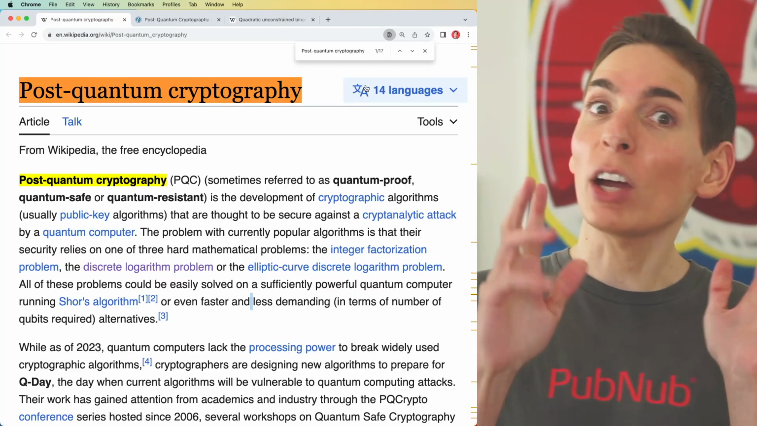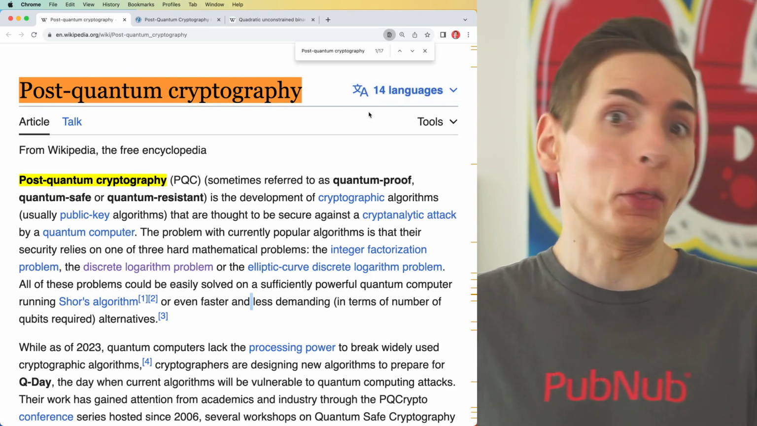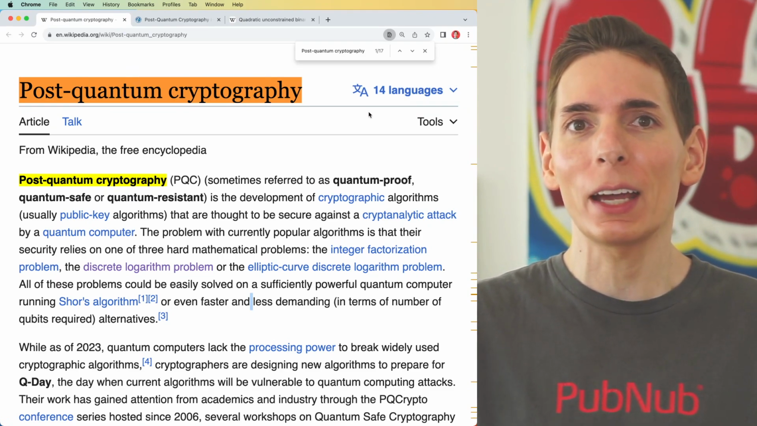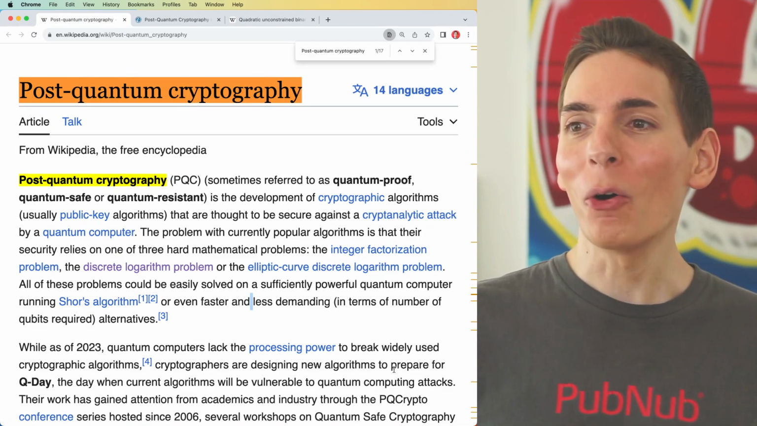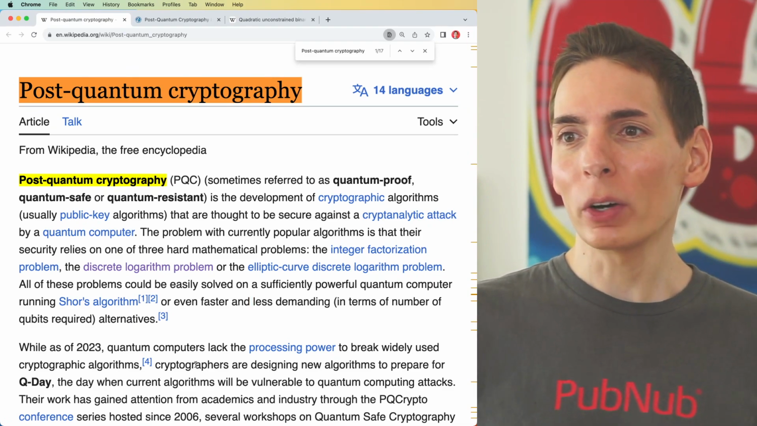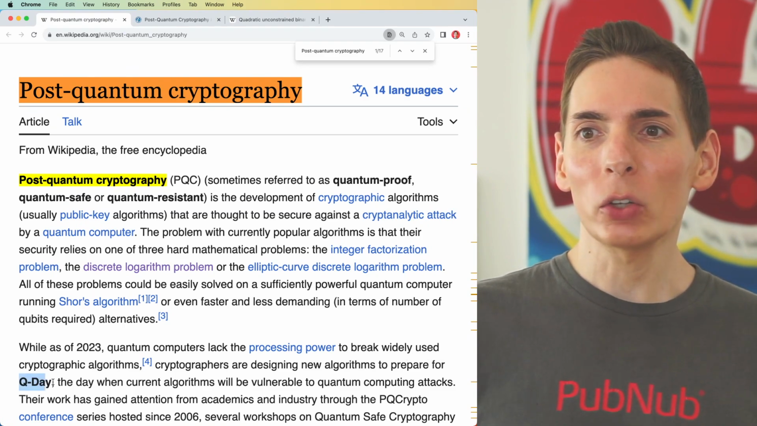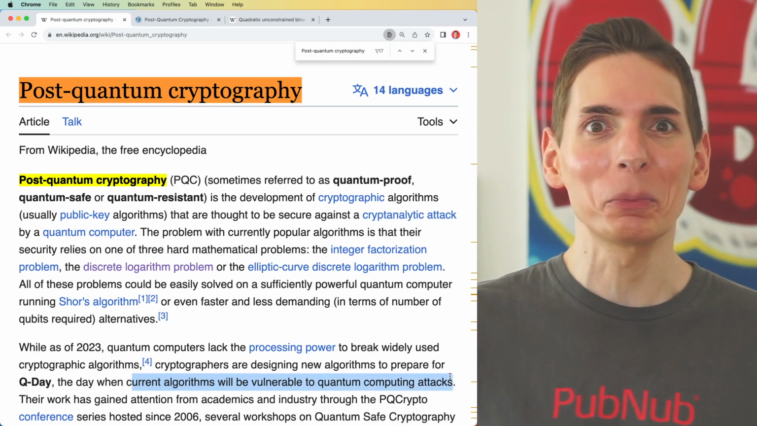Post-quantum cryptography, do we have to worry about it? A computer can break your password in no time. That sounds scary. Currently, quantum computers lack the capacity and a sufficient amount of capability to crack any existing algorithms. Well, we are on the way. Time's approaching. Cryptographers are designing the new algorithms to be prepared. They call this Q-Day, the day when current algorithms will be vulnerable to quantum attacks.